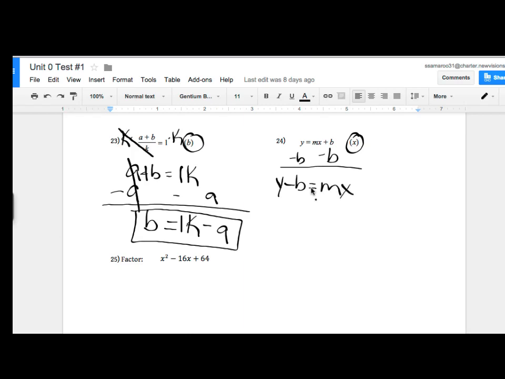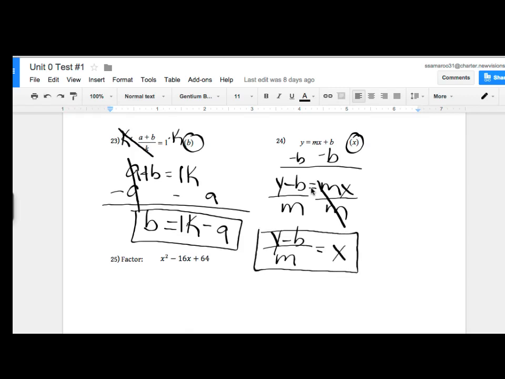I'm solving for x. I'm going to divide by m. My m cancels out. What I do to one side, I do to the other. So I have y minus b over m is going to be equal to x, and that's going to be my final answer. What about Miss Ewing?